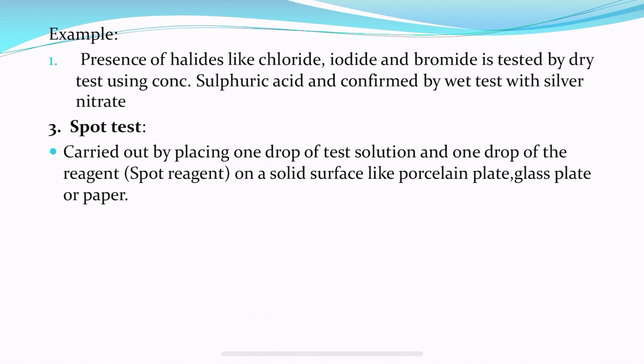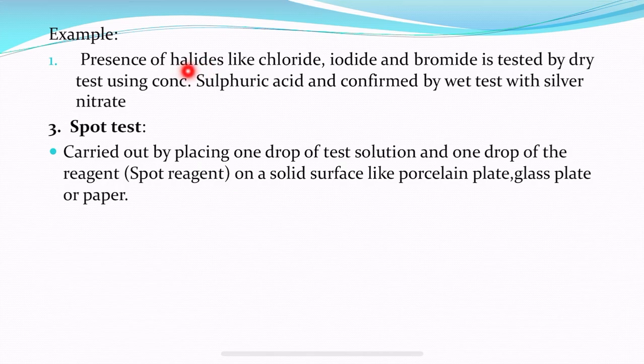For example, the presence of halides like chloride, bromide and iodide is tested by dry test using concentrated sulfuric acid and confirmed by wet test with silver nitrate. Okay, so this is one beautiful example of wet test. So what is done here?